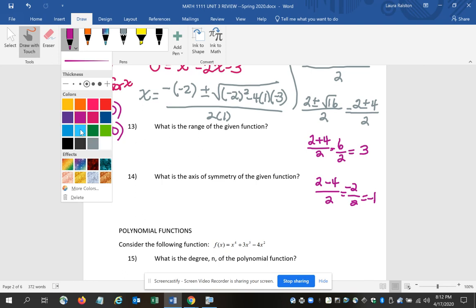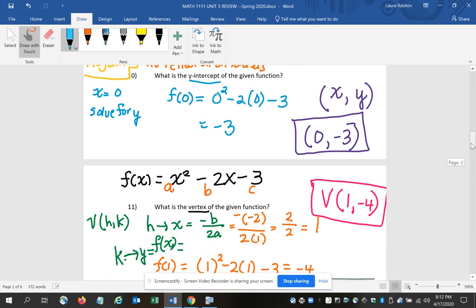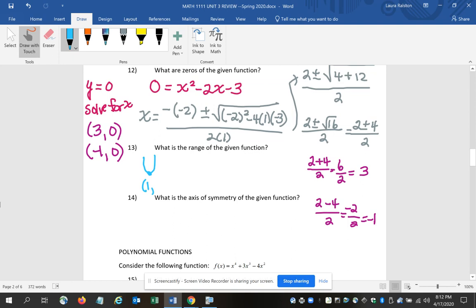Then we need to find the range. Again, think about your parabola. It's turned upward. My vertex is (1, was it negative 4? Yep, my vertex is (1, -4).